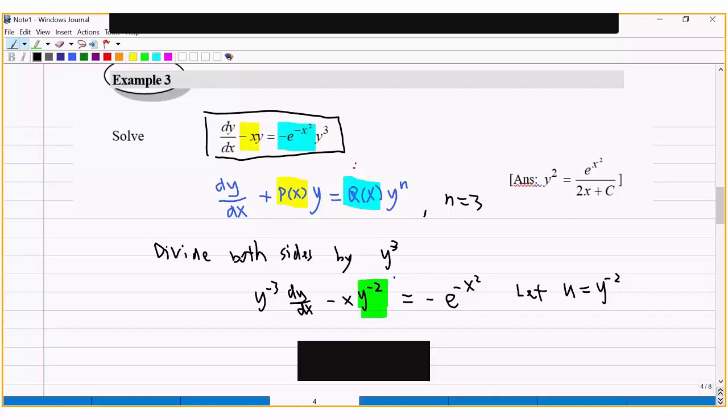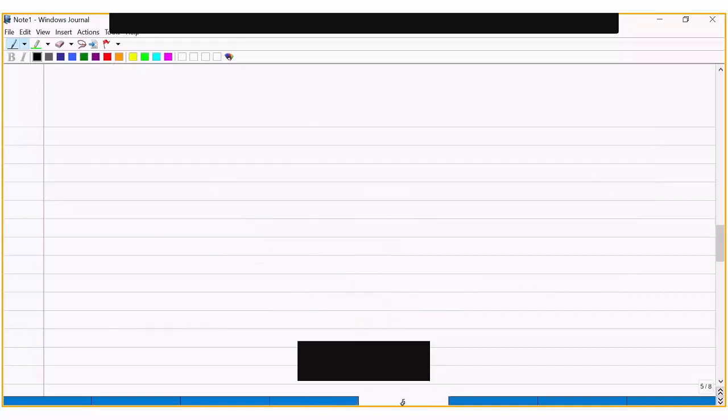So I start from the original problem, compare with the standard Bernoulli equation, and divide both sides by y cubed. Then you get y to the power minus 3 dy/dx minus x y to the power minus 2, and on the right-hand side the negative of e to the power minus x squared. And let u equal y to the power minus 2. Let's see how to make use of this.